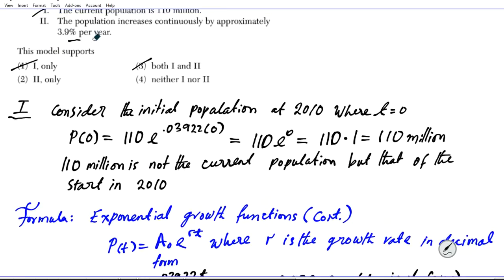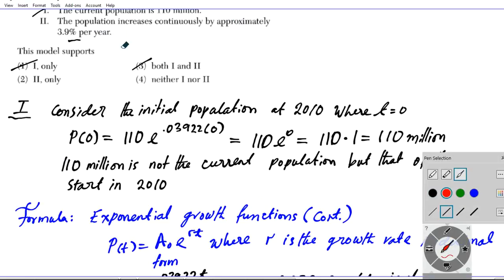Okay, growth rate. So is statement 2 correct? It says the population increases continuously by approximately 3.9%. That is absolutely right, if we round to the tenths place. So statement 2 is correct. The answer is option number 2.